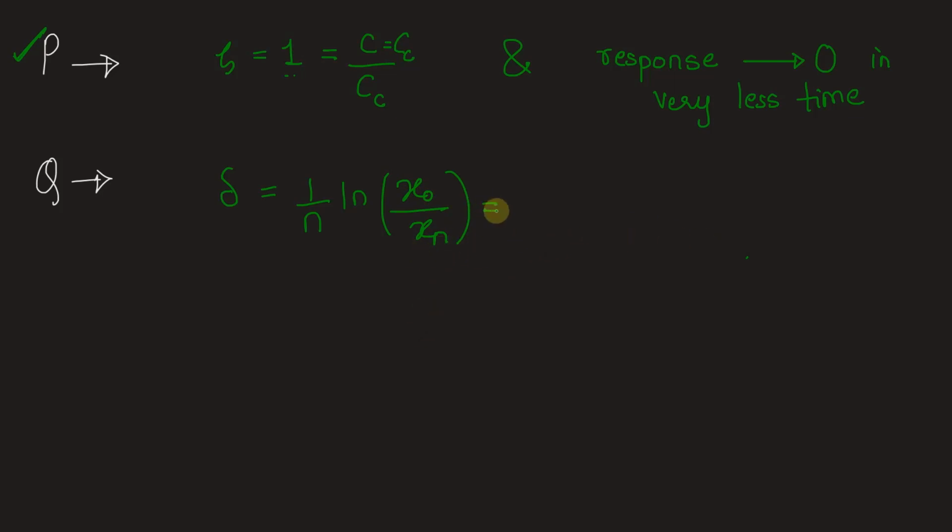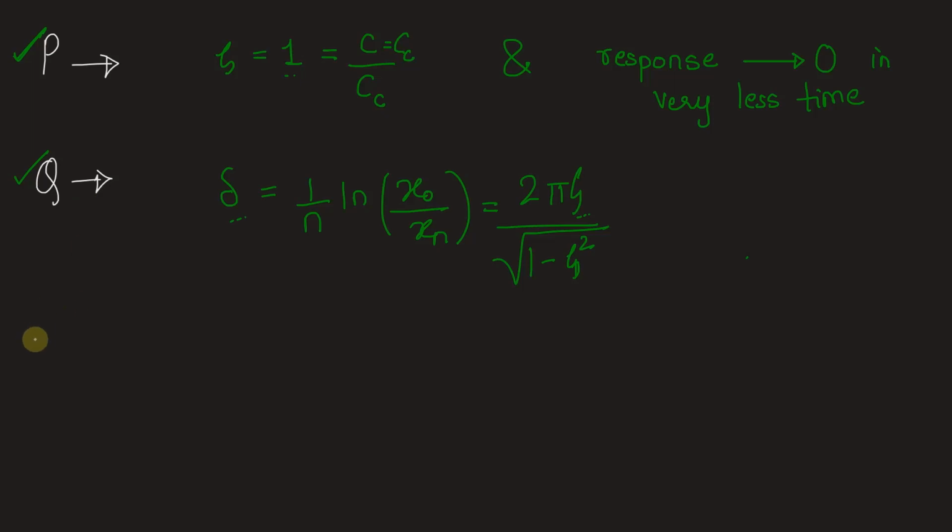This is equal to, there is a relation with damping ratio, 2 pi zeta divided by root over 1 minus zeta square. So this ratio shows us that we can find out damping ratio if we know the logarithmic decrement. Hence statement Q is also correct.